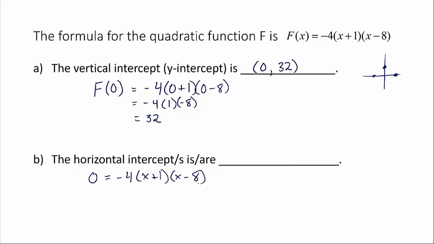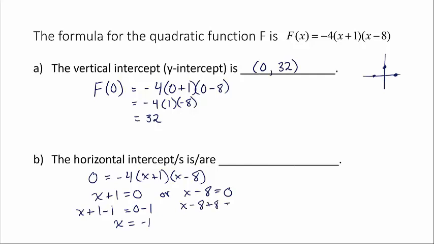Okay, and this is in factored form. So when you're multiplying, we're going to use the property that says that if this is equivalent to 0, then either x plus 1 has to be 0, or x minus 8 has to be 0. So over here we're going to subtract 1 from both sides of the equation. X plus 1 minus 1 equal to 0 minus 1, and we have x equal to negative 1 as a result. And then with this other one we have to add 8 to both sides. So we have x minus 8 plus 8 equal to 0 plus 8, and x is equal to 8.